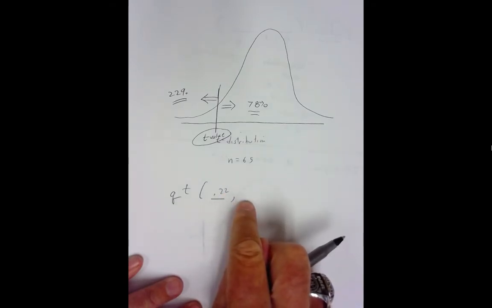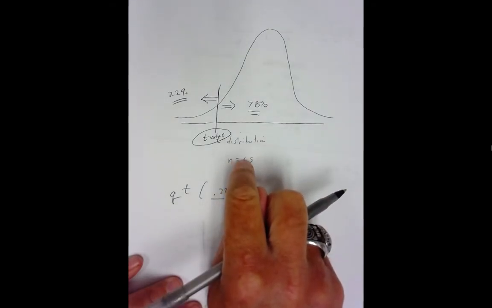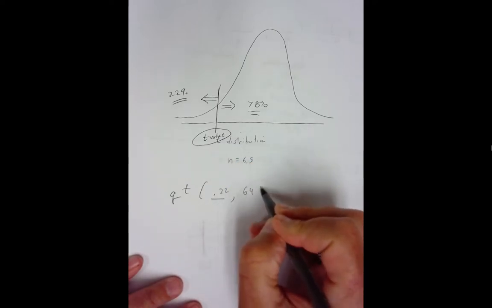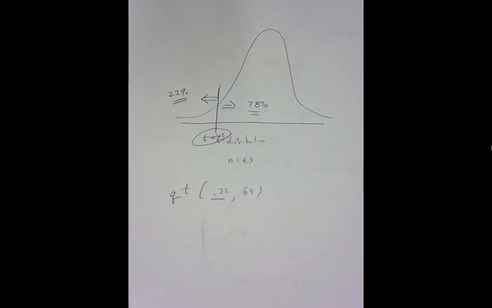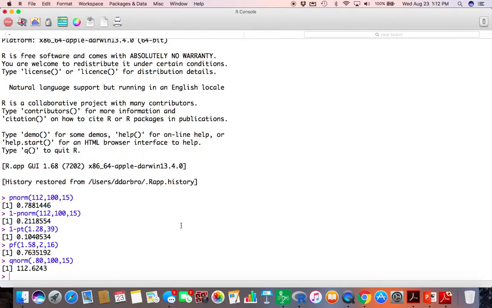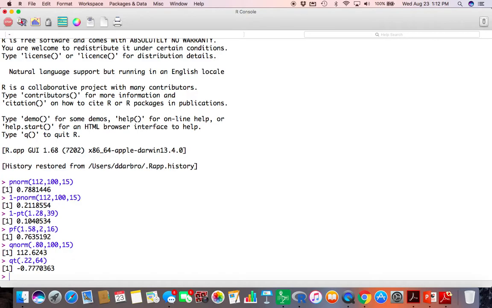What goes next? The parameters. What's the parameter of a t-distribution? The degrees of freedom, n minus 1. So QT, easy for you to say, to find that. So we've had 0.22 to the left, degrees of freedom 64. So the standardized score would be negative 0.78.